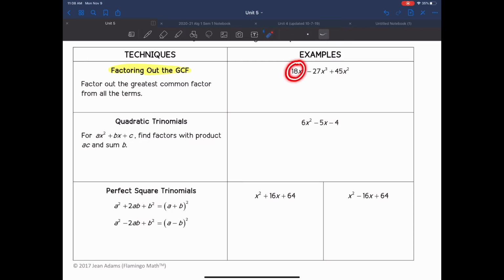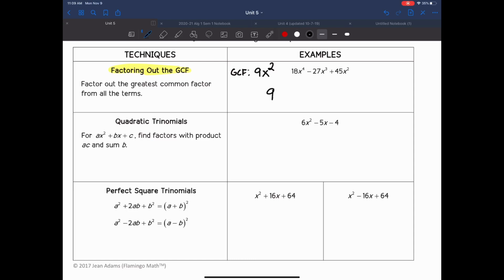Well, first of all, let's go ahead and take a look at our terms. Our numbers are 18, negative 27, and positive 45. Something that goes into all three of those numbers is a 9. And since that's the greatest number that goes into all of those, the GCF is going to be 9. But now I have to look at my variables. I have x to the fourth, x to the third, and x squared. Since the smallest exponent here is 2, that's going to be the biggest thing I can pull out of all three of them. As obviously, I can't pull out any degree higher than 2. Otherwise, this thing won't be able to work. So my GCF is going to be 9x to the second power.